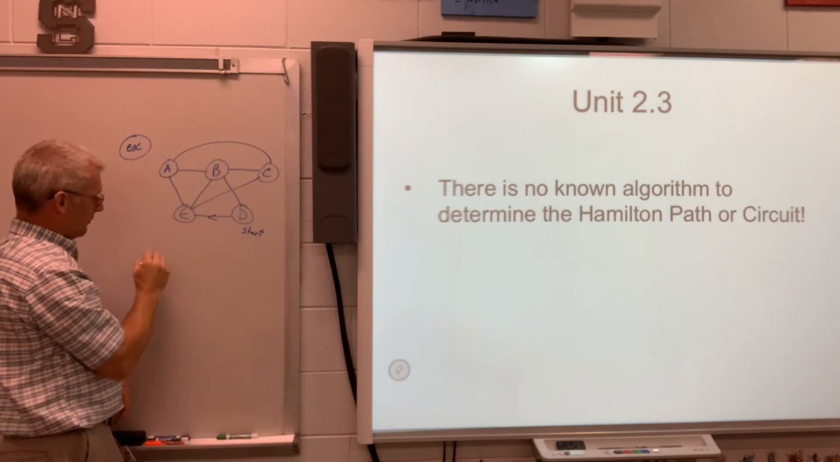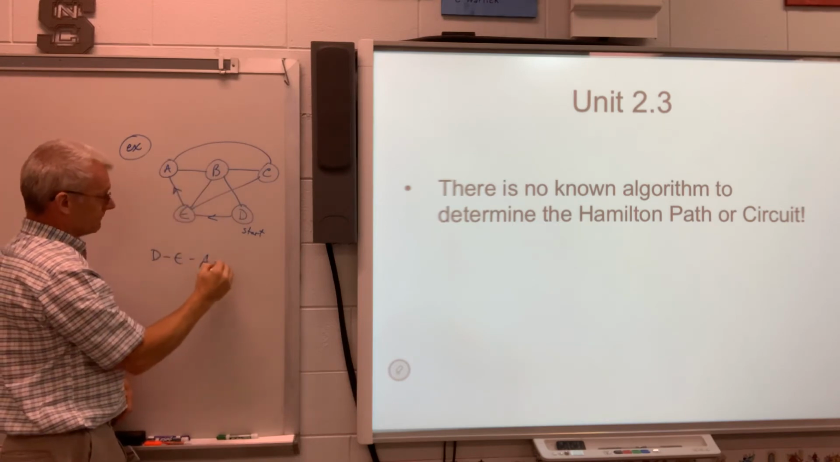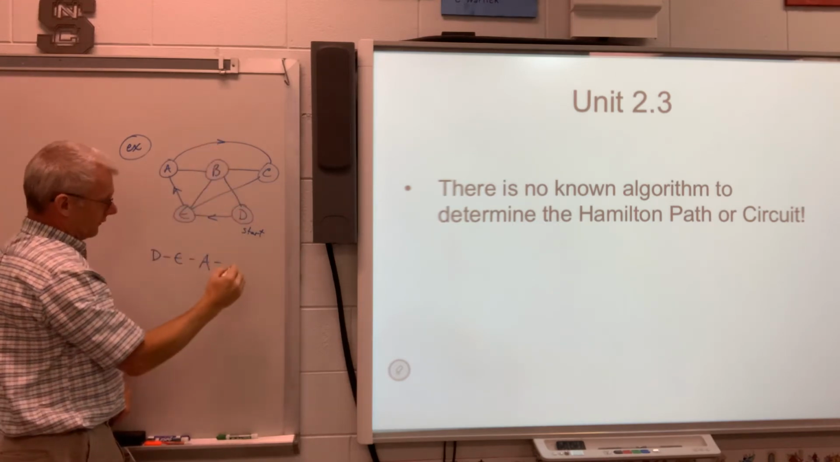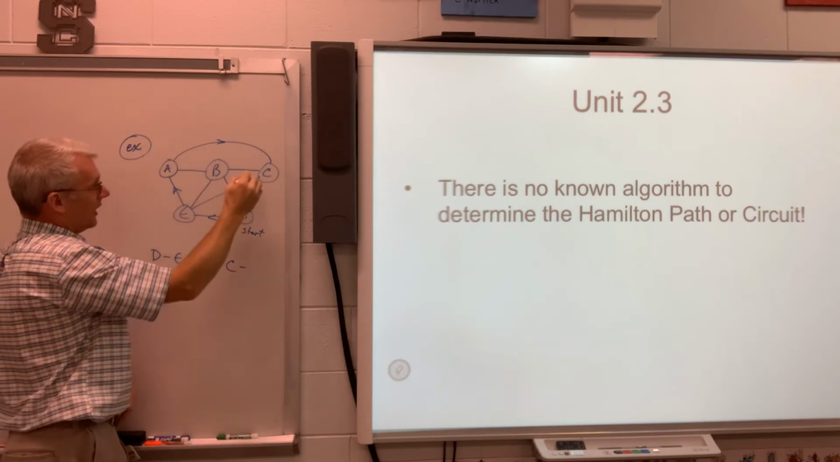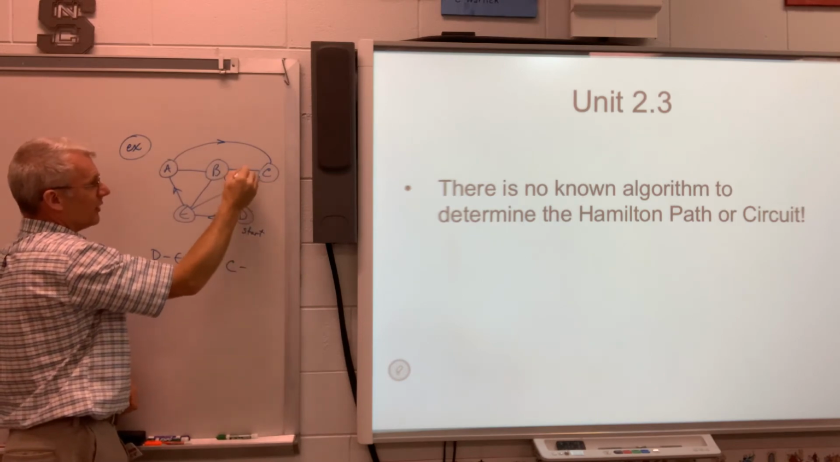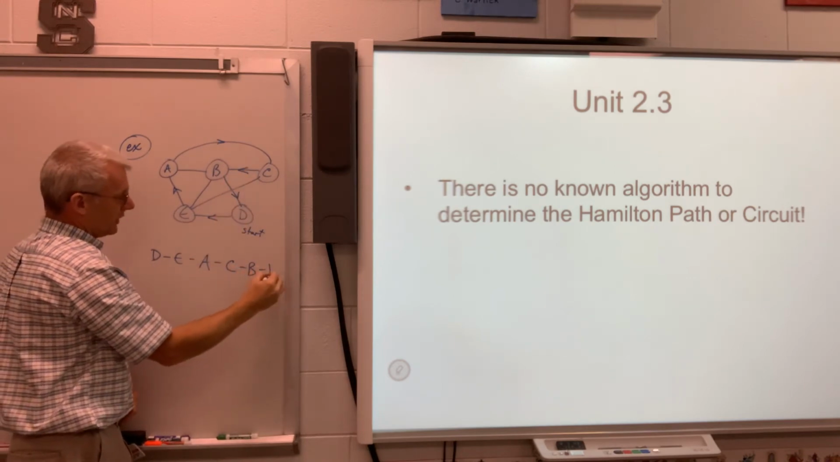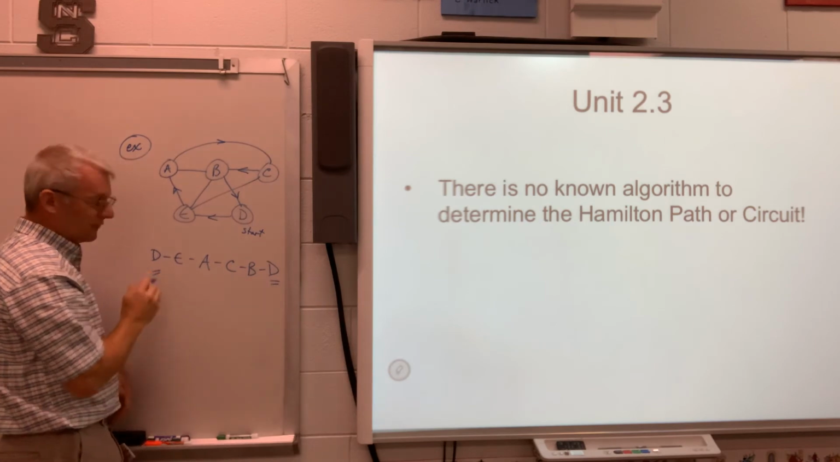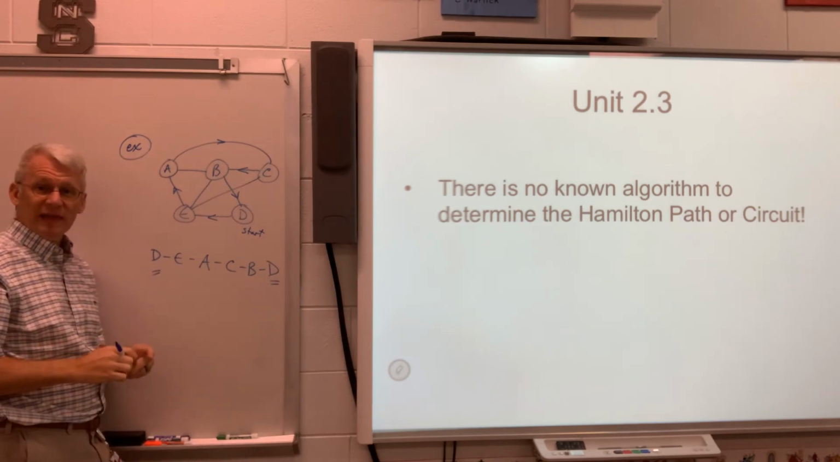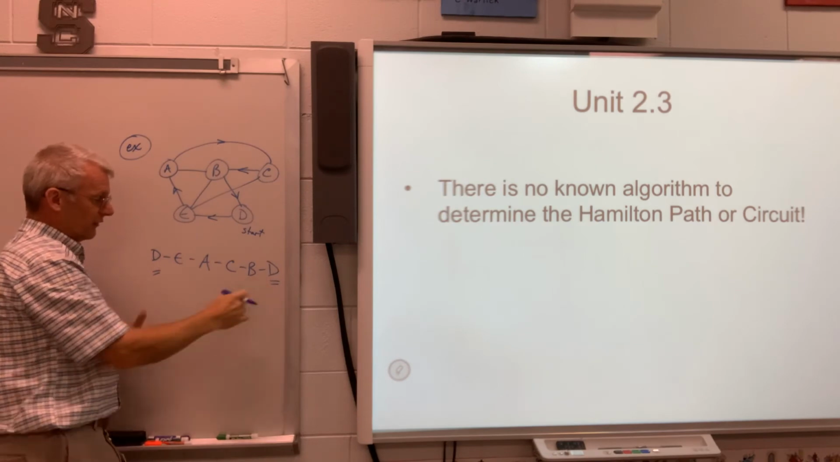So I could go from D to E to A to C. Now the key here is I can't go C to D, but I do need to go to B. So I actually can go this way to B to D. Notice that I started and stopped at the outside, the exact same vertex. So start and stop are the exact same.